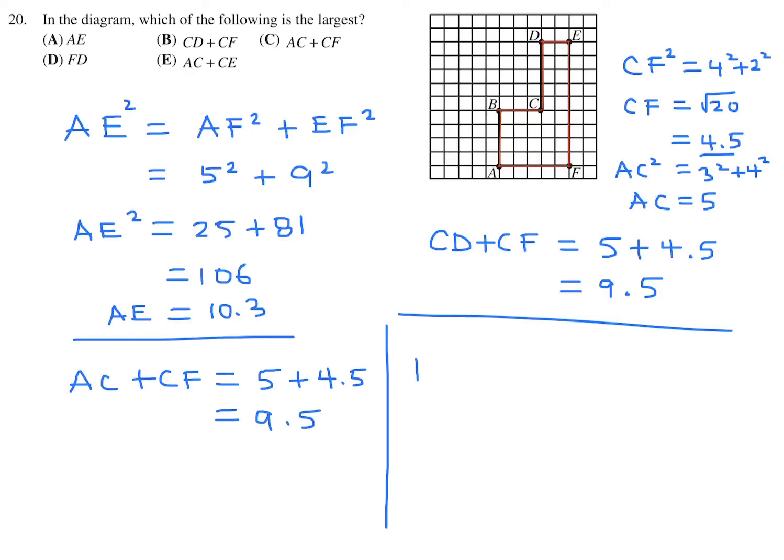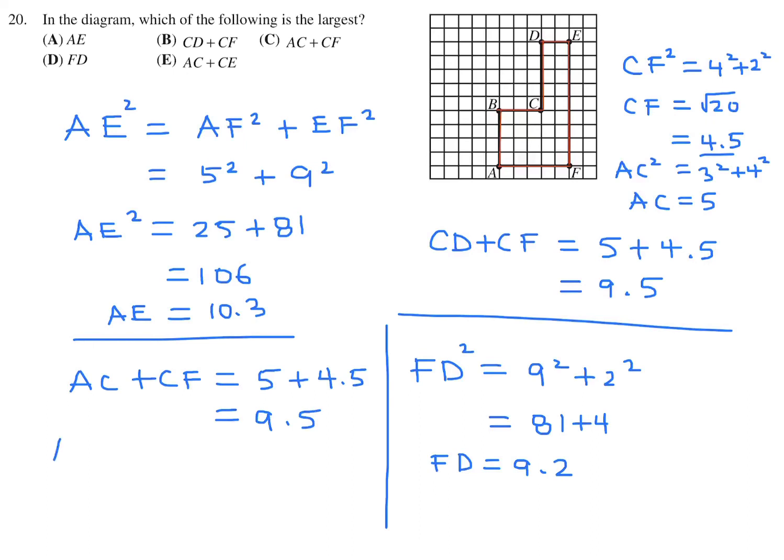Okay, FD. Where's FD? Oh, all the way there. Okay, another Pythagorean theorem. 9 squared plus 2 squared. So that's 81 plus 4. So that is the square root of 85, so approximately 9.2.